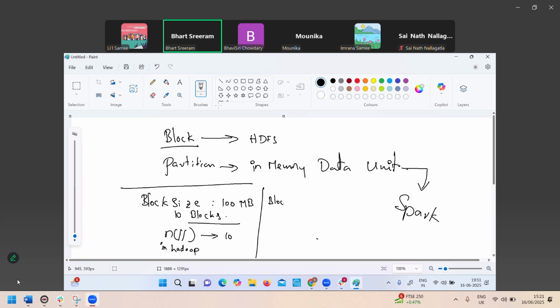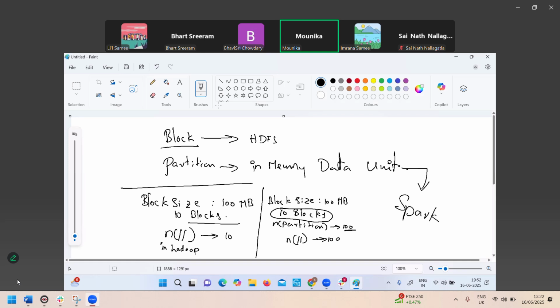Now the same story I am talking about here. Block size 100 MB still, and I have 10 blocks. Total data I am dividing into a number of partitions, 100. At the time of creating the RDD, I am setting the partitions as 100. Now what happens? This 10 blocks of data is divided into 100 partitions. Total max number of parallel processes now is 100, not 10. Even though 10 blocks, I have 100 partitions here, so 100 parallel processes. That too with in-memory computing style.